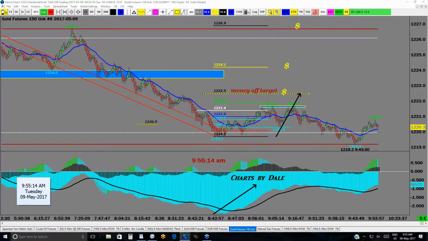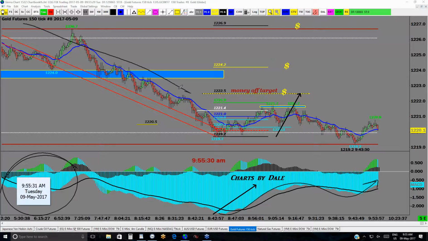Okay, it is now 9:55. How time flies. Well, we had our fast line move back down. It's attempting to cross and move to the upside. This has been a terrific trend to the downside here this morning and since yesterday. So the double top area that came in here prevented full target money off at 1222.5.